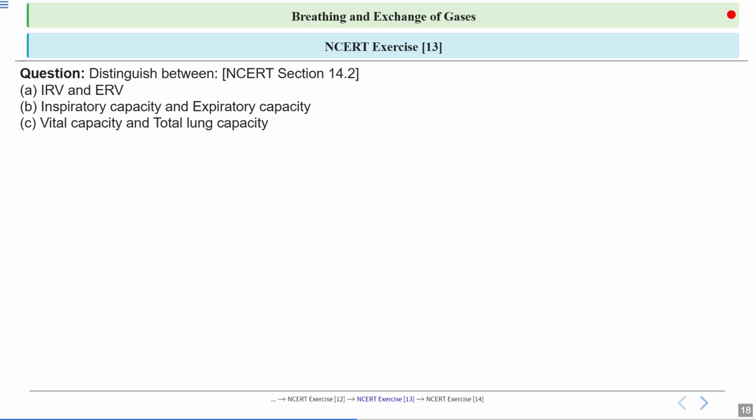next question. Distinguish between, NCERT section 14.2. We have to distinguish between first A, IRV and ERV. B, inspiratory capacity and expiratory capacity. C, vital capacity and total lung capacity. One of the very, very important questions from this NCERT exercise. Let us see the answer to this question.